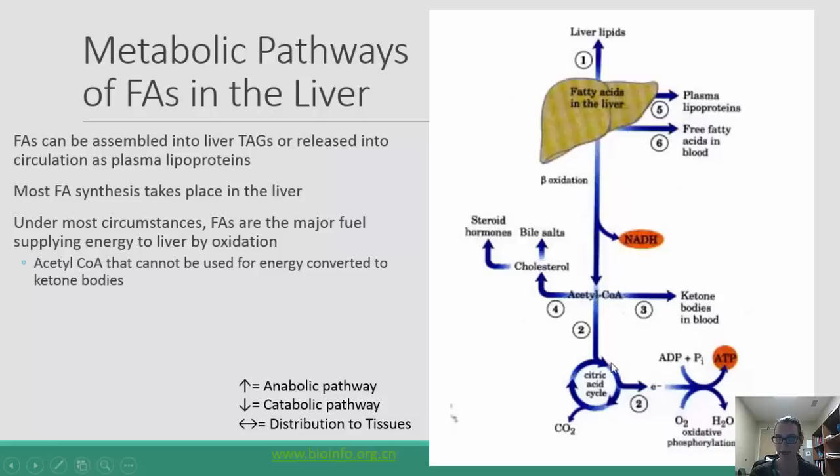Acetyl-CoA can ultimately go into the TCA cycle if we have the adequate substrates for it to combine with in order to go through the TCA cycle. So fatty acids that are assembled in the liver can be assembled into triglycerides or released into the plasma. Most fatty acid synthesis takes place in the liver, and under most circumstances, fatty acids are our major fuel for supplying energy to the liver by oxidation. And acetyl-CoA that cannot be used for energy, because we don't have enough oxaloacetate, can be converted into ketone bodies, which we can use for energy.